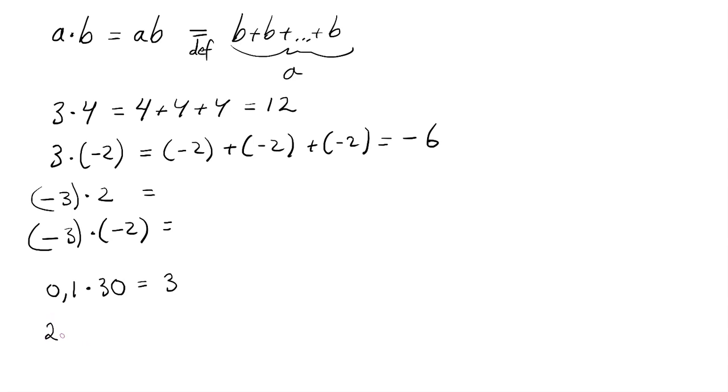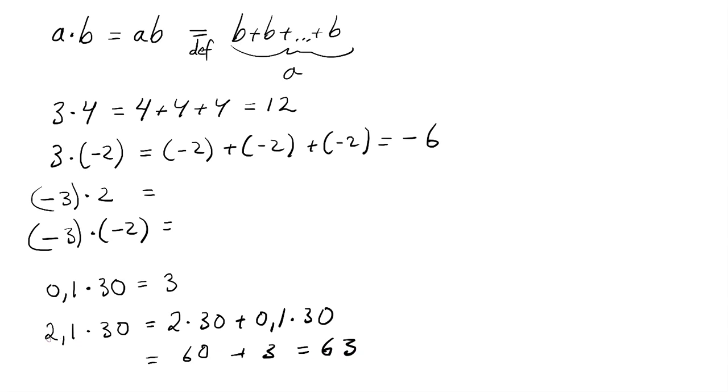And what would 2.1 times 30 mean? That would mean taking, according to this definition, 30 2 times, and then adding a tenth of 30. So we could think of this as 2 times 30 plus a tenth of 30. So this is 60, this is 3, so this is 63. So we take 2 whole of 30 and then a tenth of 30, and we get 63.